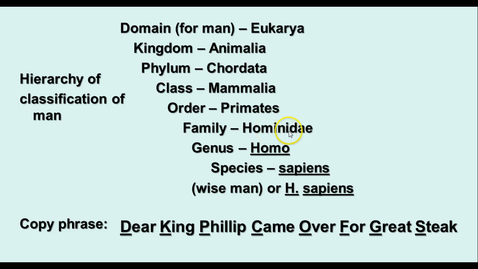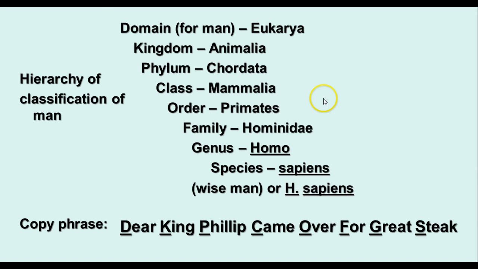The family is Hominidae. We're the only current members of family Hominidae, although there have been ancestral species that fit in this family. The genus is Homo, and the species is sapiens. So when you say what's the species name of humans, you say both the genus and species, and that's Homo sapiens or H. sapiens.